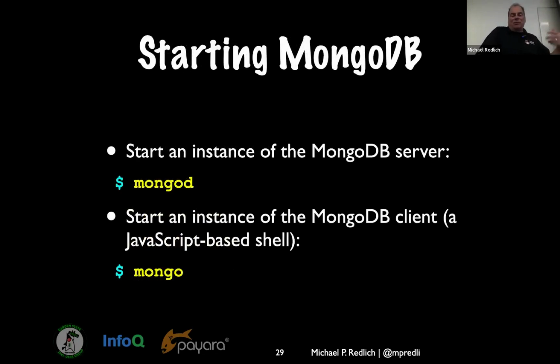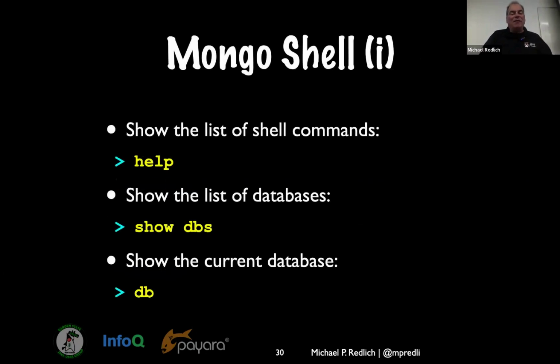All right, so we'll do these steps. I'll go through this real quick. You start an instance of the server, which I already have running, and that's the Mongo daemon, or mongod. And then you start the client, which is basically a shell, and that's just mongo. And then you have a bunch of different commands, and so there's a help that gives you everything you can use on the command line. The list of databases, and I think in the MySQL world, it's show databases. And if you're not sure what database you're using, just type in db and it tells you.